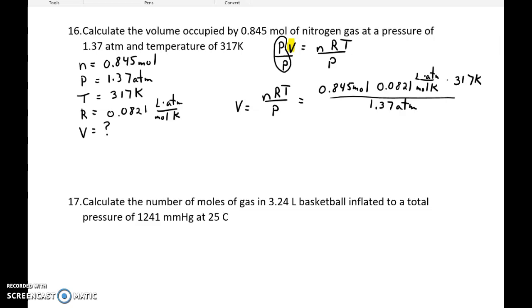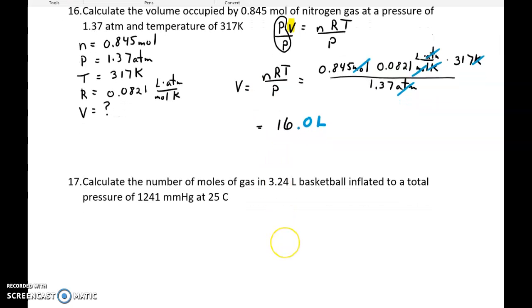We do our math. We come up with 16. And what units are we going to end up with? Let's see. We've got moles here that cancel the moles there, and Kelvin here that cancels the Kelvin there. And we have atmospheres down here and atmospheres there. So we're left with liters. So let's try another one.